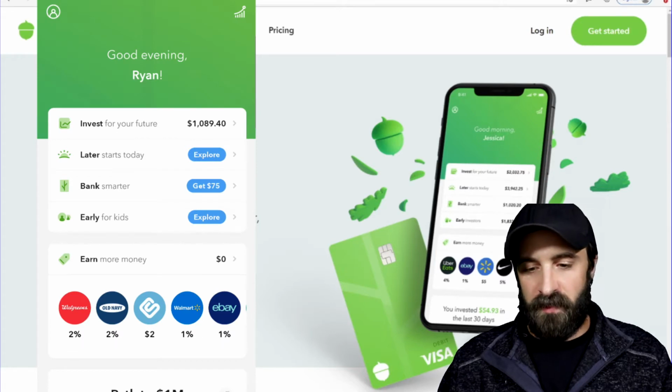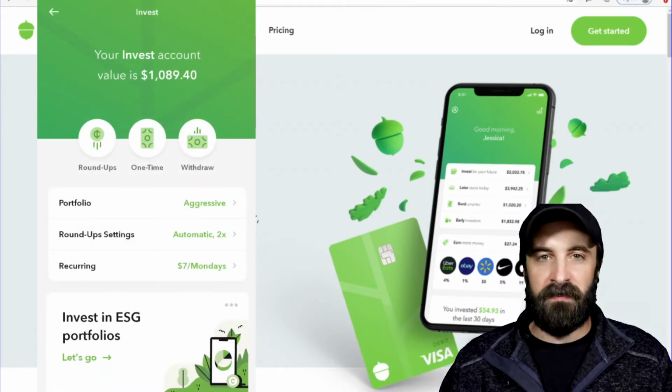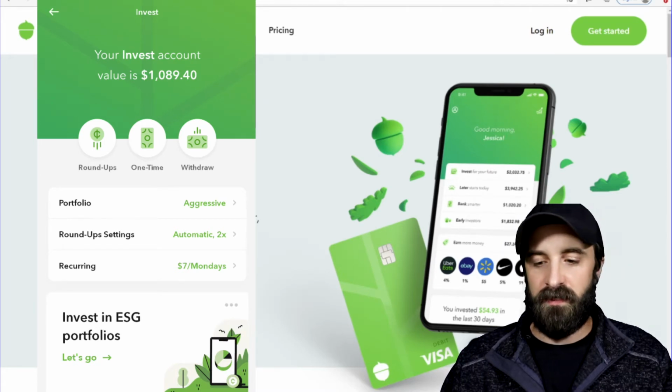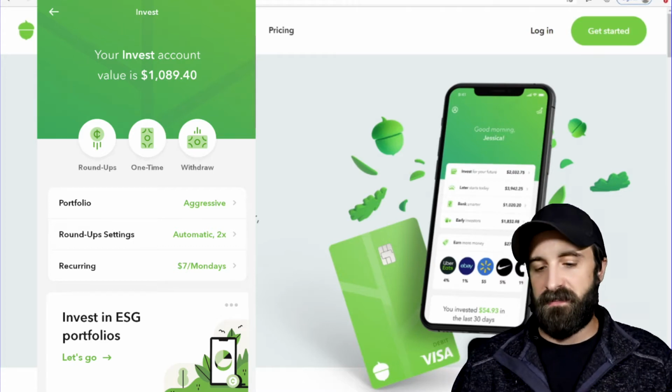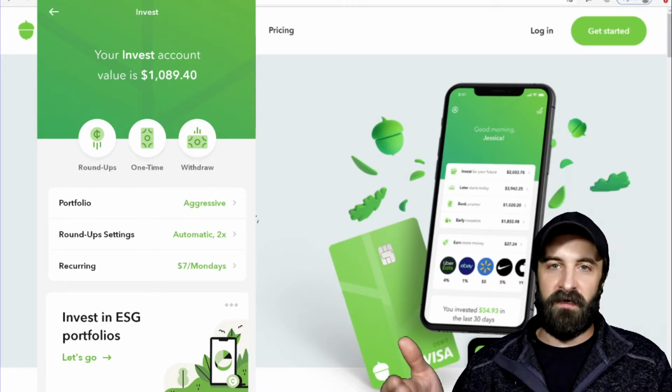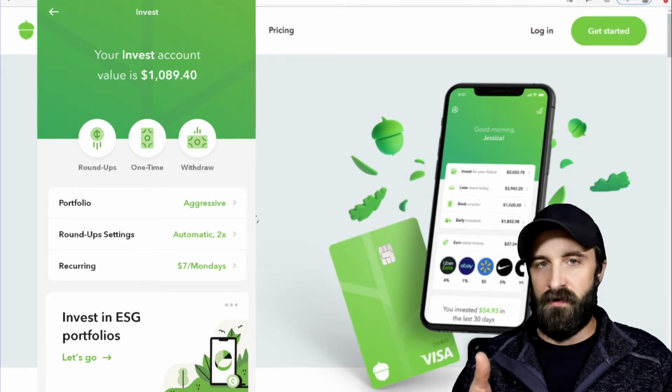So it's basically just trying to reward you for using different features on the app. If we go right into the balance here, we can look at how I have this set up. I have it on an aggressive portfolio. I'm depositing $1 a day, so $7 a week, and I have it set up on 2 times Roundups. Basically what it's doing is rounding up my change for every transaction that's linked to a bank account or a debit card.